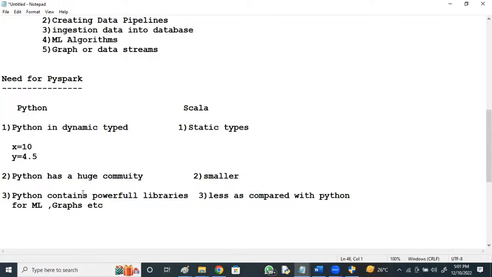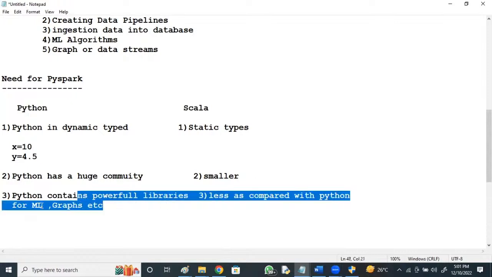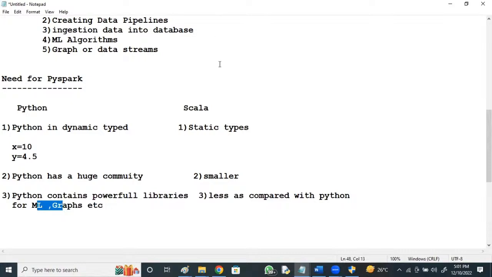The main thing is powerful libraries for machine learning. See, if you want to go for any machine learning kinds of activities, better go for Python. That is Spark with Python, right?